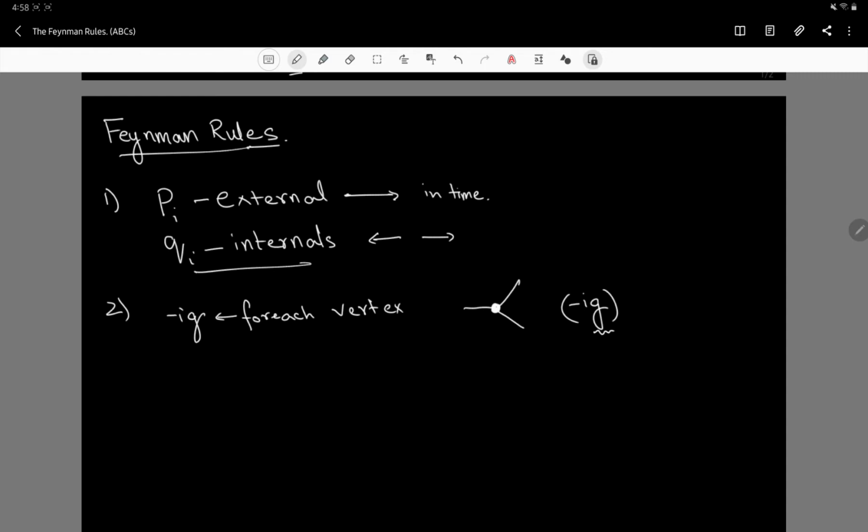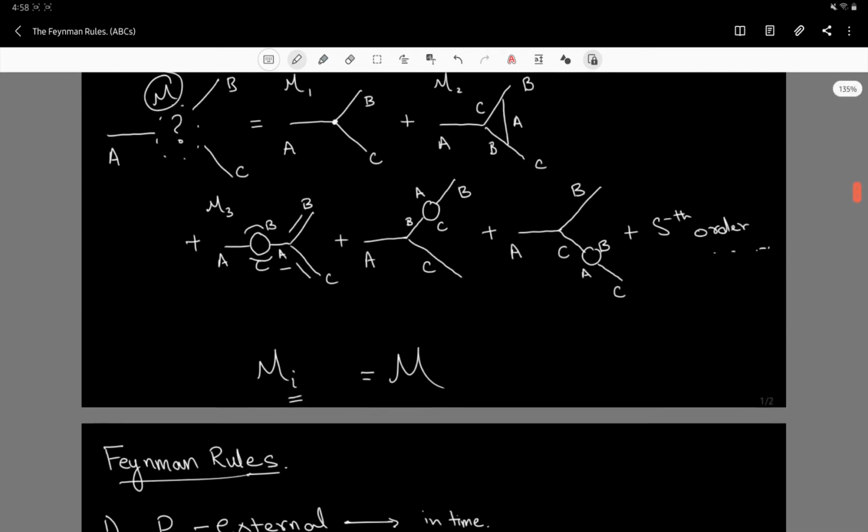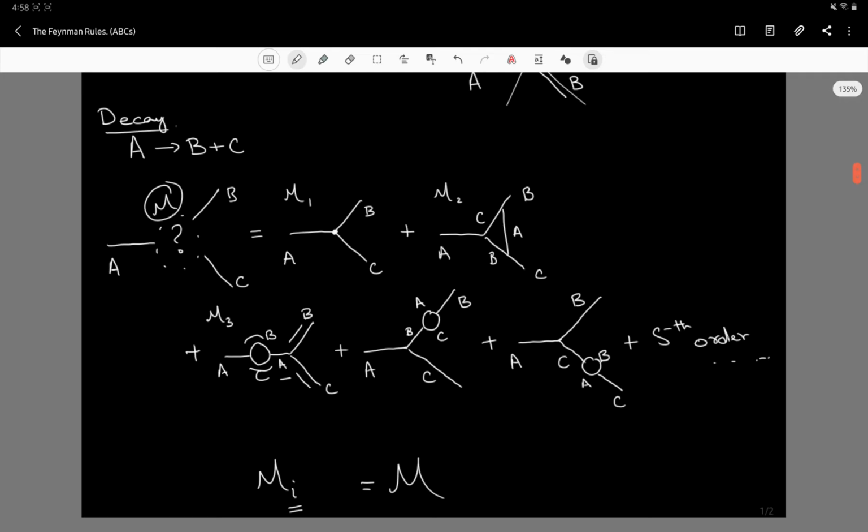Now that I mentioned that g is the coupling strength, let me quickly go back up here to these diagrams. If you remember, I just mentioned that the tree level diagram, which is this one, contributes the most.